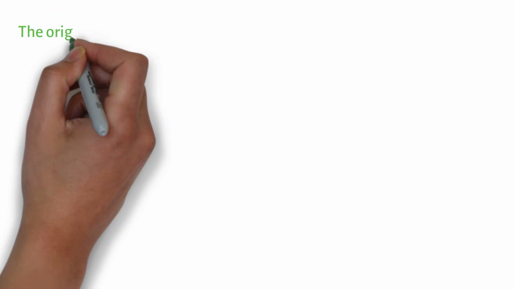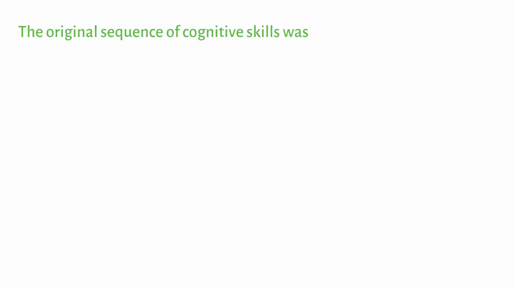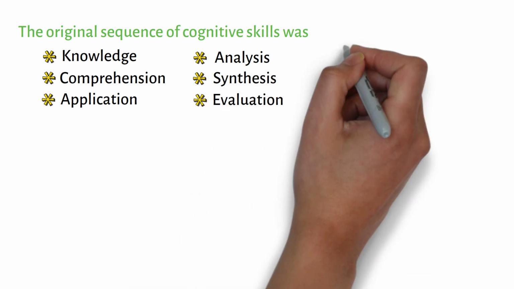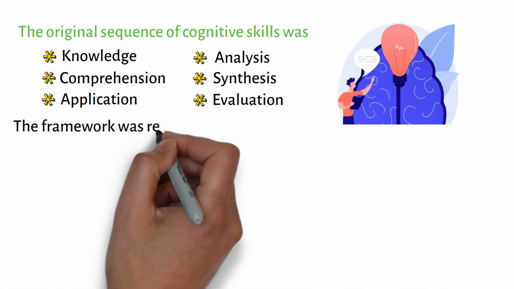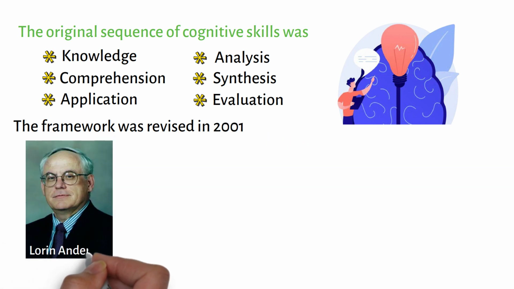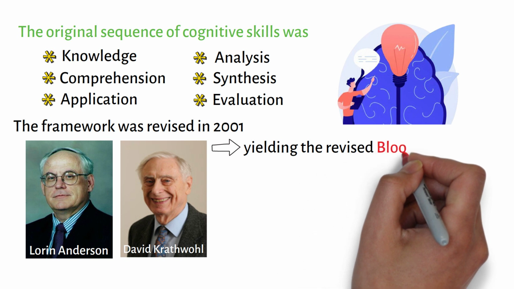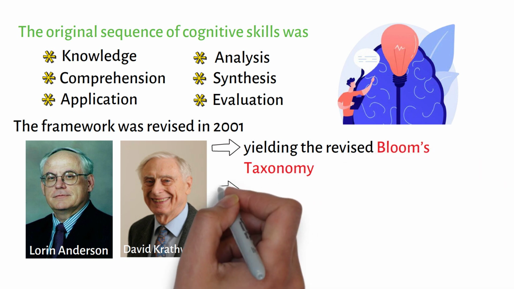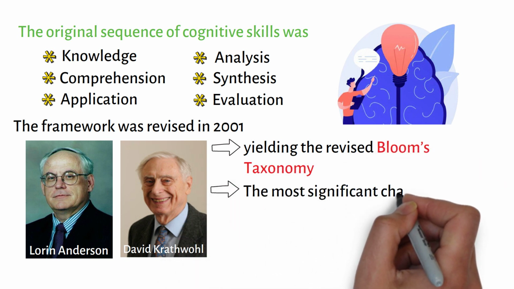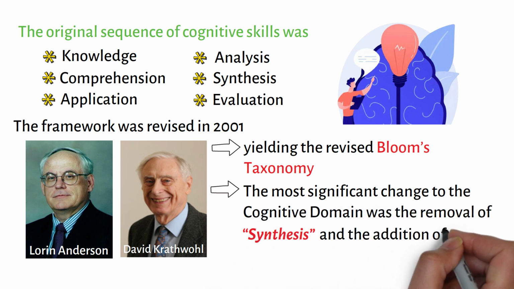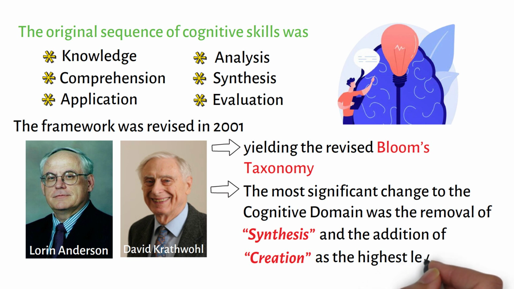The original sequence of cognitive skills was knowledge, comprehension, application, analysis, synthesis, and evaluation. The framework was revised in 2001 by Lauren Anderson and David Krathwohl, yielding the revised Bloom's taxonomy. The most significant change to the cognitive domain was the removal of synthesis and the addition of creation as the highest level of Bloom's taxonomy.